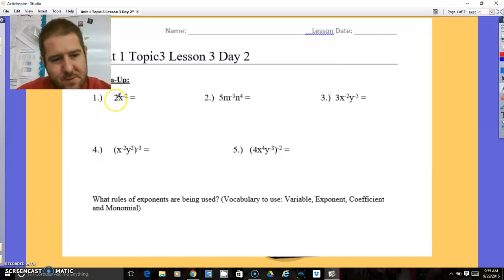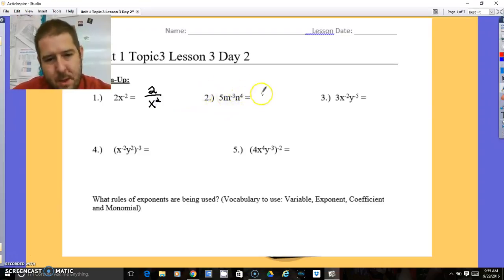So we've got a coefficient of 2 being multiplied by x to the negative second power. We want to make that x to the negative second power a positive power. So we're going to flip the x, that base alone, not the 2. The 2 is going to stay right where it's at. But the x to the negative second is going to flip to the bottom and become x to the positive second. So there's your answer.